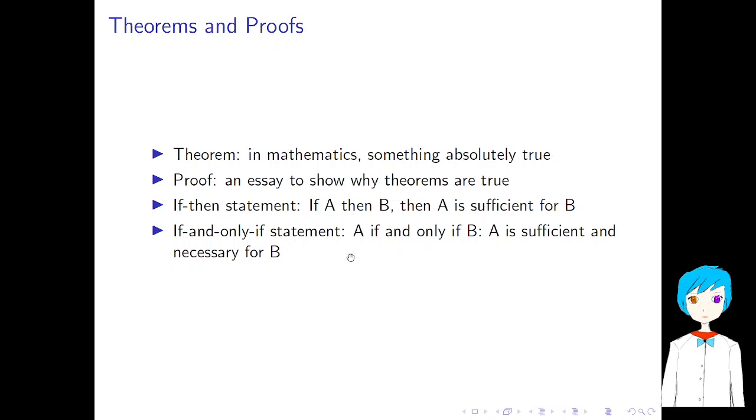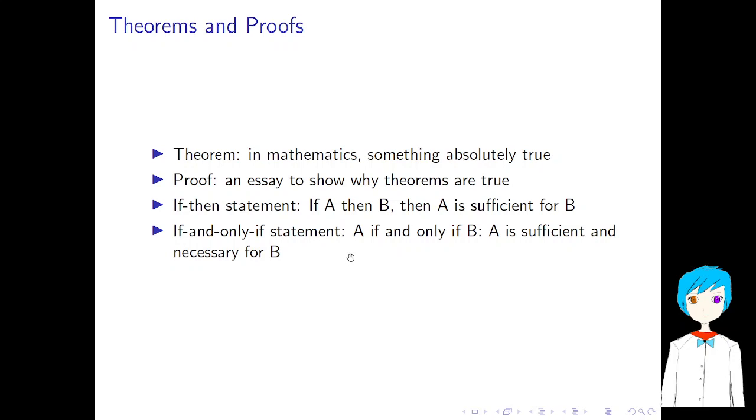So proofs are clarification or explanation. So we have the if-then statement, if A then B. Theorems often go like that. We need to assume a condition. Under that condition, then something is true. So the if-then statement is very important for theorems. If A then B means A is sufficient for B. So if A is true, then B must be true.